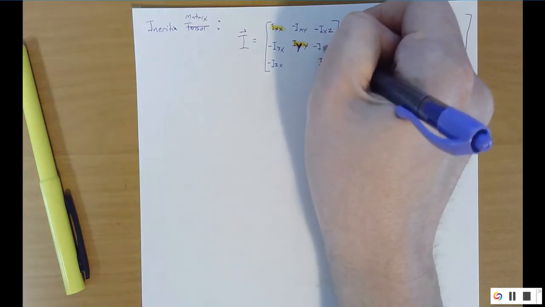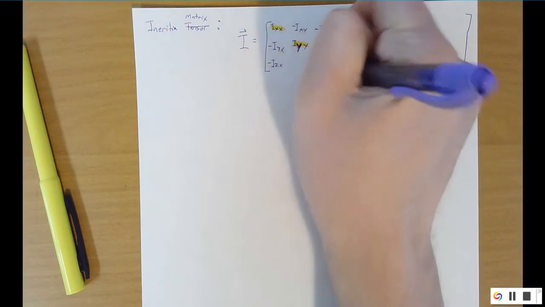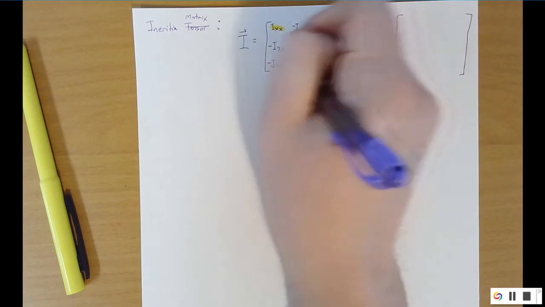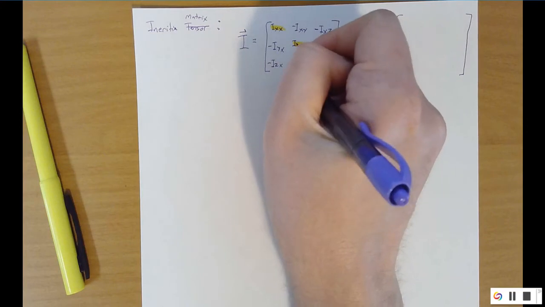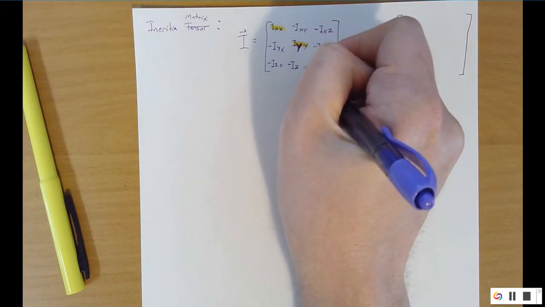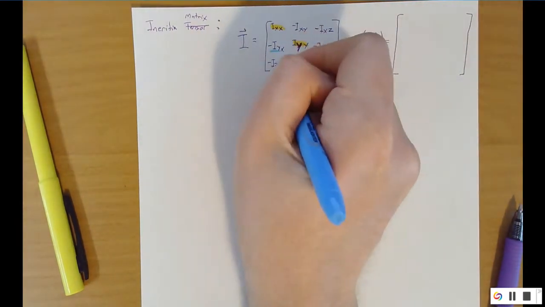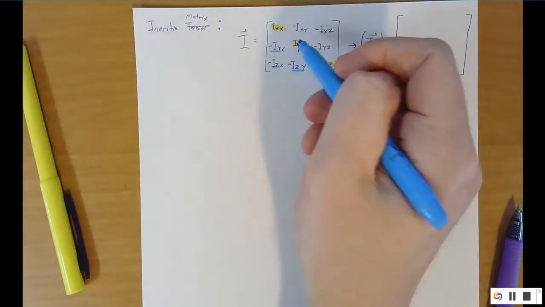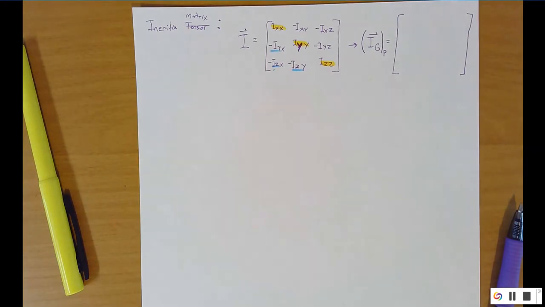And filling this out, negative IYZ. So basically this is the X row, Y row, Z row, and the X column, Y column, Z column. And then negative IZY. And these guys are our products of inertia. The mirrored terms are the same as each other. The negative signs come from the derivation of this, when you calculate momentum. If you go look at the book, you'll see why they're negative.